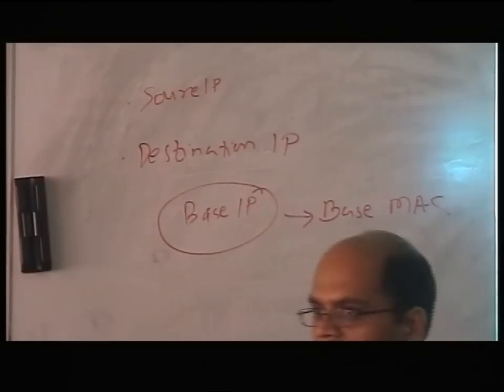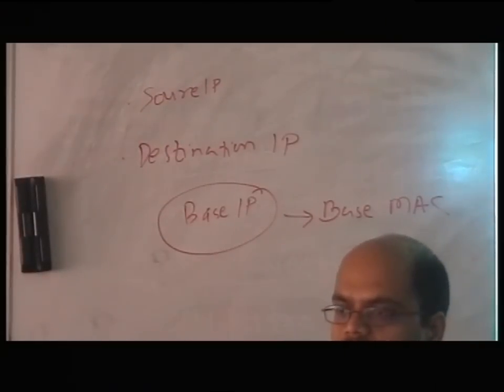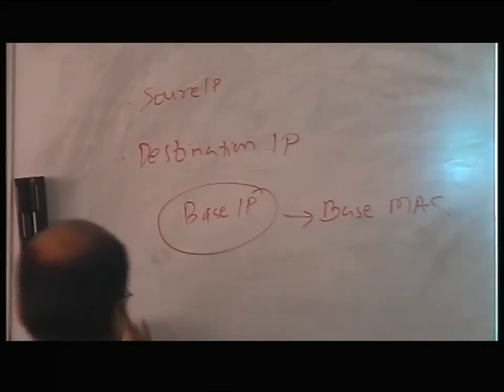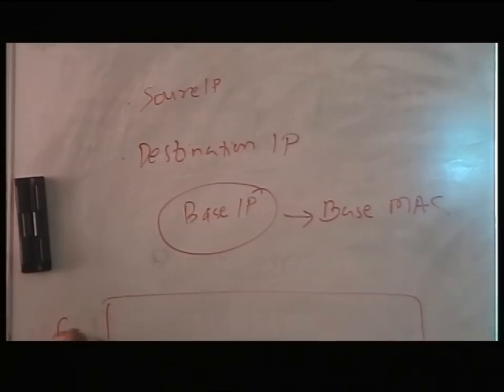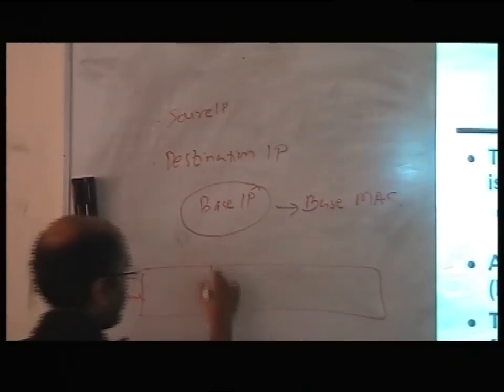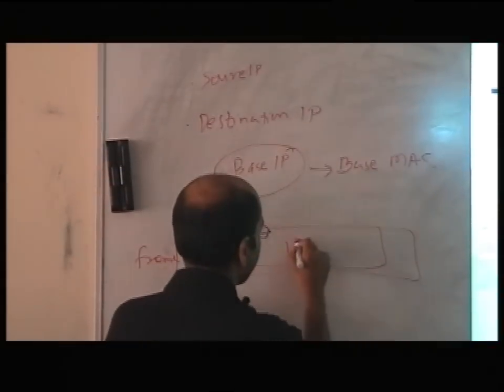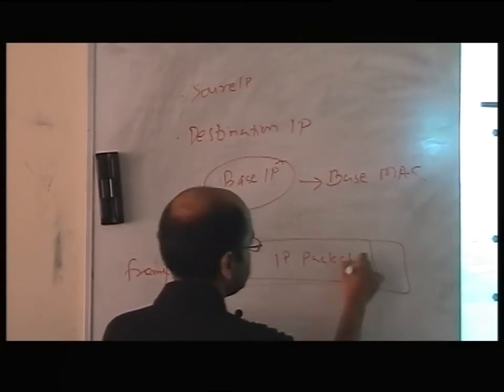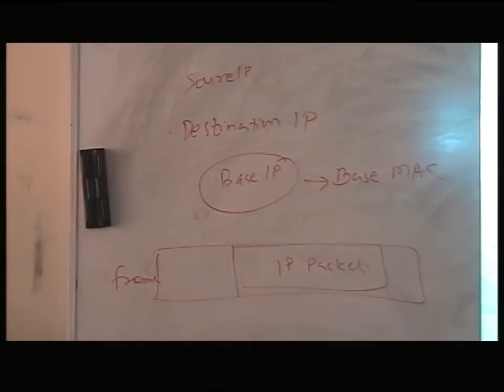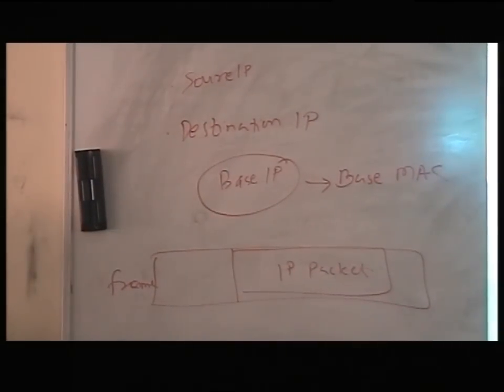Now what's happening? If you imagine, this is the frame and this is the IP packet embedded in between. This is how the encapsulation is happening. All the MAC addresses are here, and all the IP addresses are put into the IP packet. So it's residing inside.